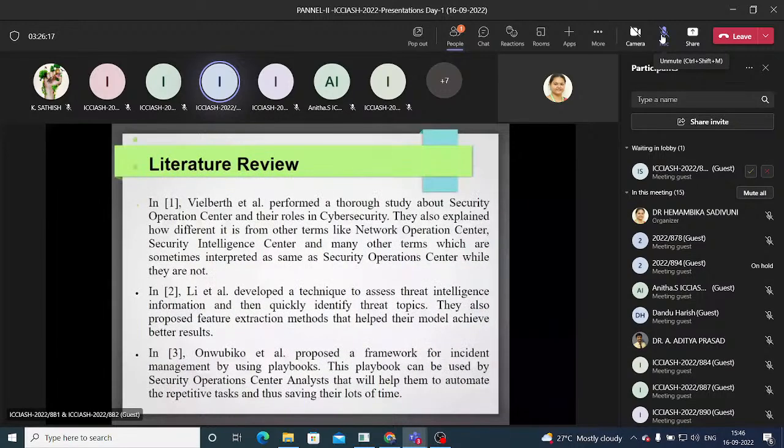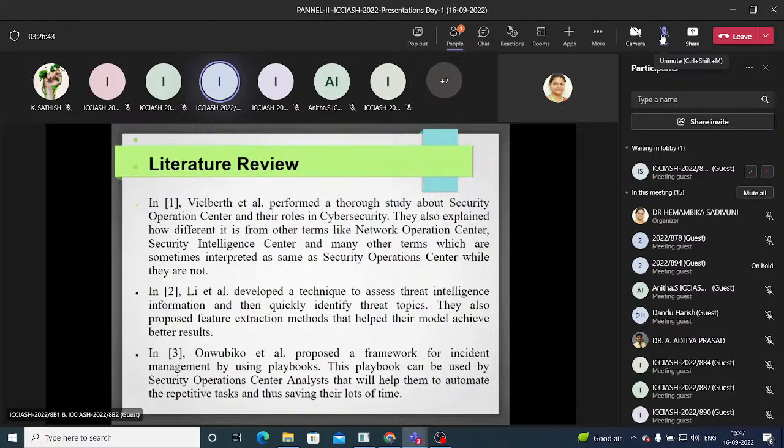So according to the literature review, we have gone through several research works, and we have found that some of the research work pertains only to the intelligence part, some of it is going to identify new attack patterns. Some of the research papers are only about defending against those attacks with the help of some kind of playbooks.